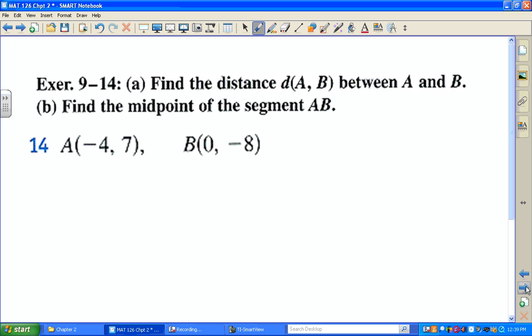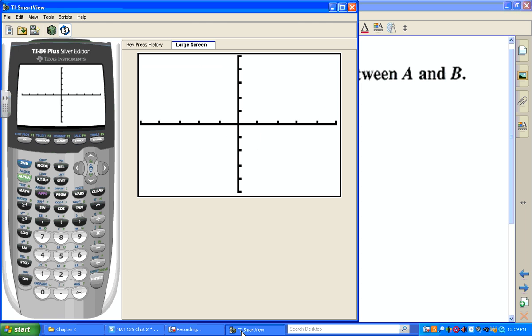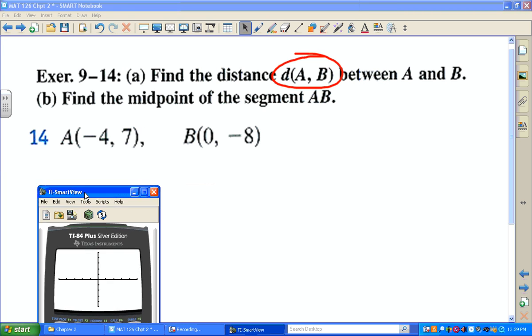Should be pretty easy. Find the distance of A to B is what this notation means. Find the distance AB between A and B and find the midpoint of the segment AB. So let's give the calculator a good old-fashioned run through and see if it works. Or you want to do it old school? We can do it on the calculator. View, show and hide this. -4, 7.